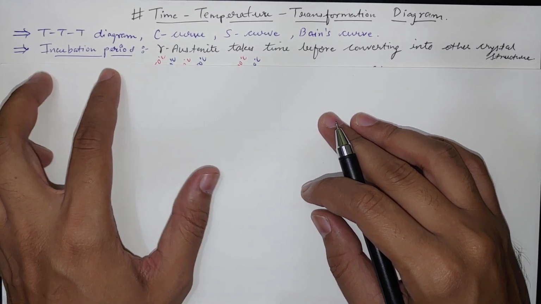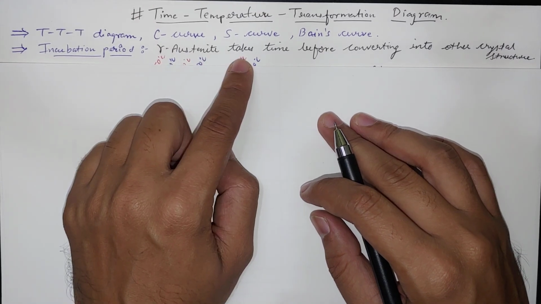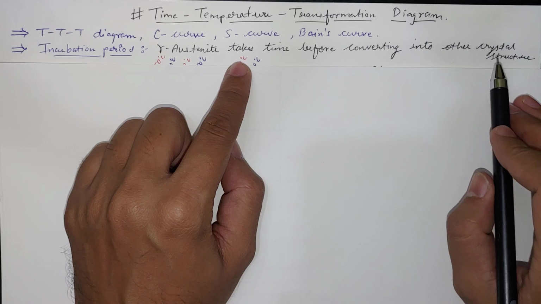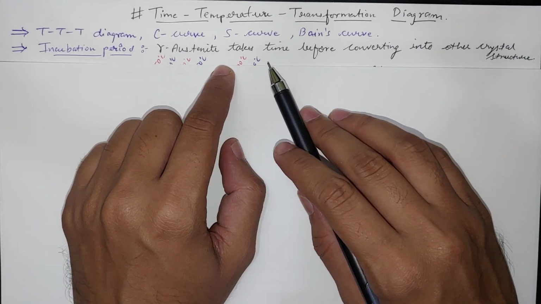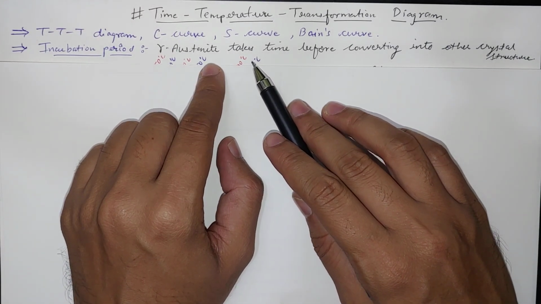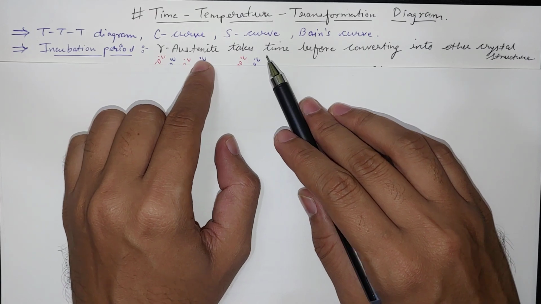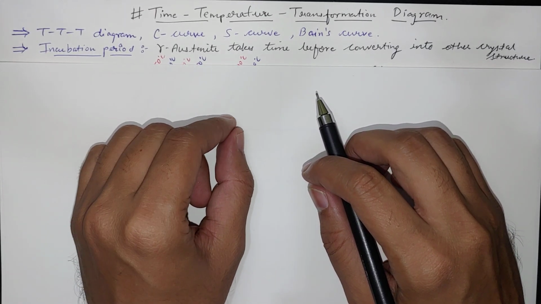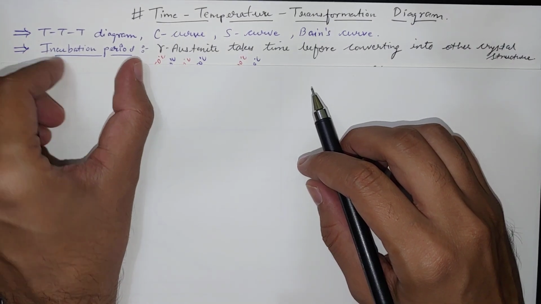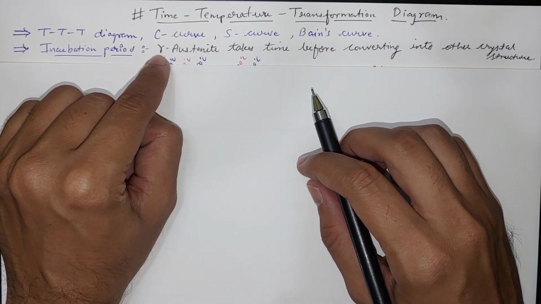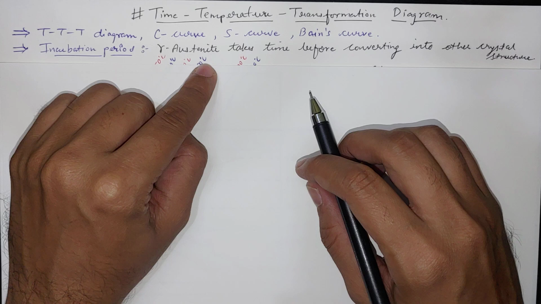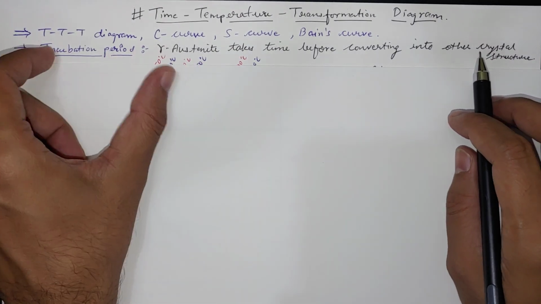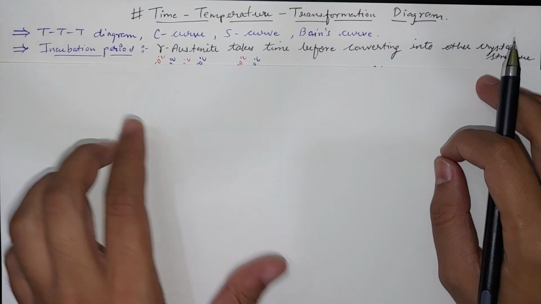So an incubation period is for the gamma austenite. When we cool it, it takes some time before it converts to another crystal structure, with respect to temperature. At different temperatures it takes different amounts of time, and then afterwards it starts converting to other microstructures. So that particular period where gamma austenite remains in gamma austenite form only and does not change into other crystal structure is called the incubation period.